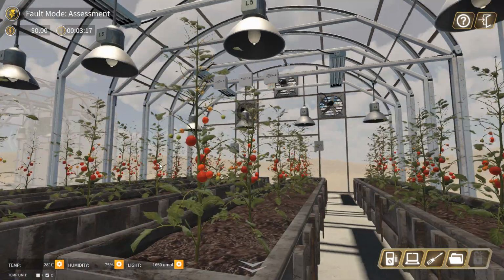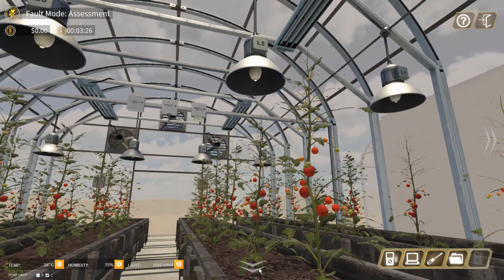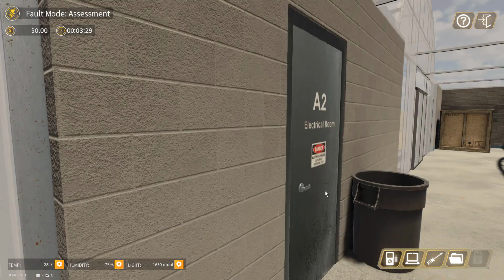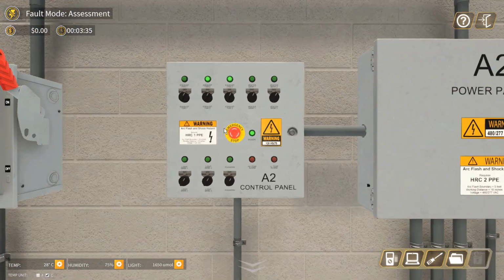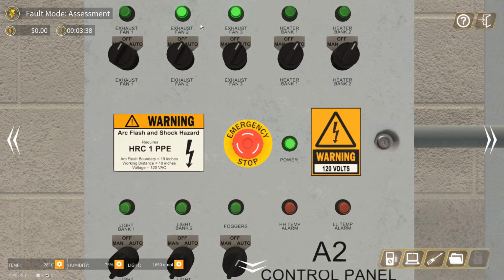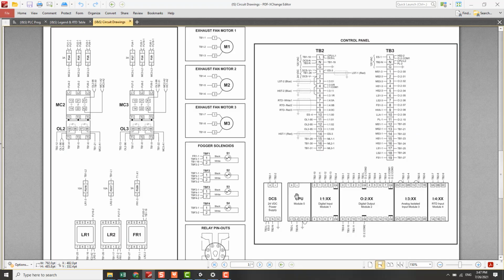What is the problem? Okay, we notice that two exhaust fans turn on, but one of the exhaust fans was not turned on. So let's go to the control room and take a further look. We look at the lighting of the control panel and we notice that two exhaust fan lightings are turned on except another one. So we know the problem is not only that exhaust fan one did not turn on, its lighting also did not light up. So we can look at the schematic drawing to find out the further problem.